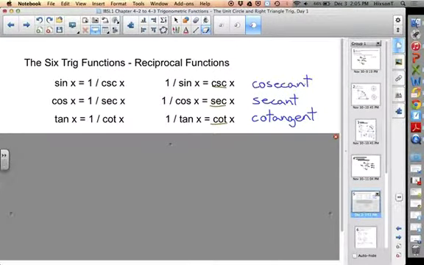Now, you don't need to write down all six of these because they just say the same thing in two different ways. All right? We have cosecant, secant, and cotangent. And sine and cosecant are reciprocals of each other. All right? Notice the abbreviation for cosecant is CSC.